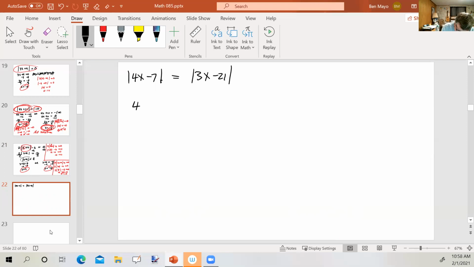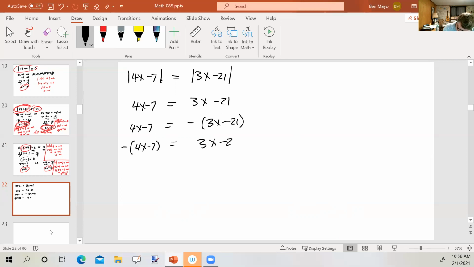You could take what's inside the first one equals what's inside the second one. You could take what's inside the first one equals the opposite of what's inside the second one. You could take the opposite of what's inside the first one equals what's inside the second one. And you could take the opposite of what's inside the first one equals the opposite of what's inside the second one.